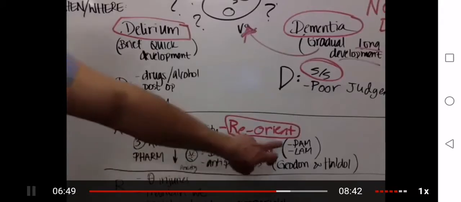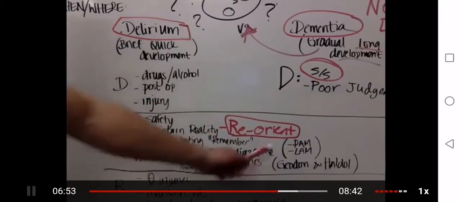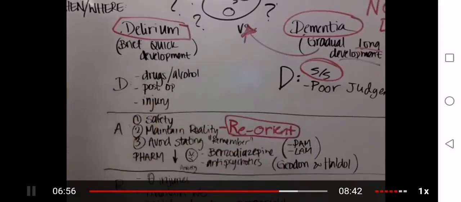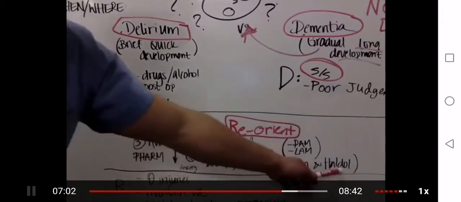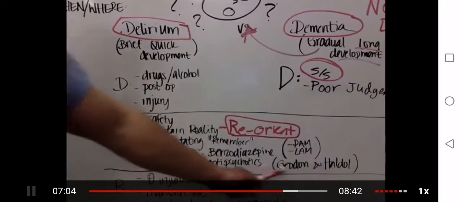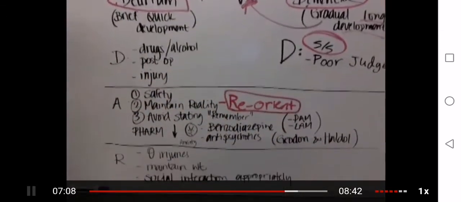For pharmacology, we give them benzodiazepines, which help them reduce anxiety and also help them go to sleep. These are our pam and lam drugs like lorazepam, also fancy words for Ativan. Antipsychotics, we give Geodon or Haldol. That usually is the last line drug. We'll try the benzos first, okay?